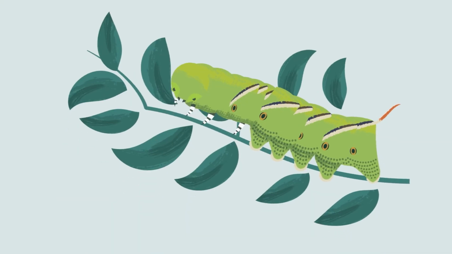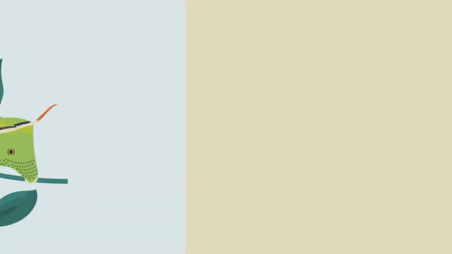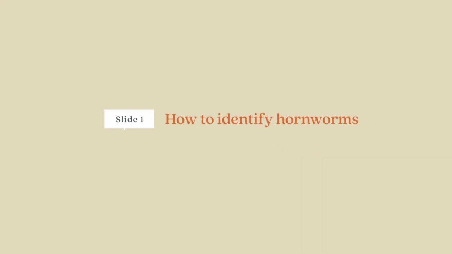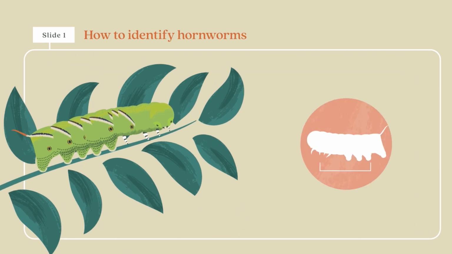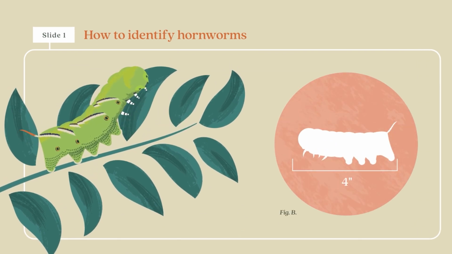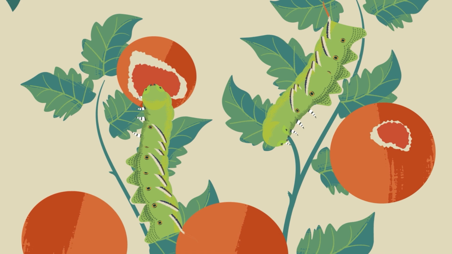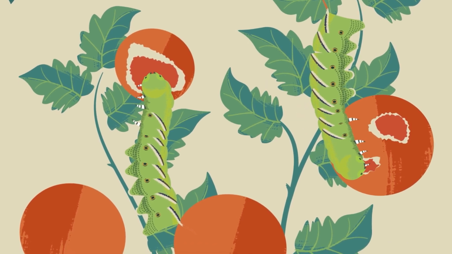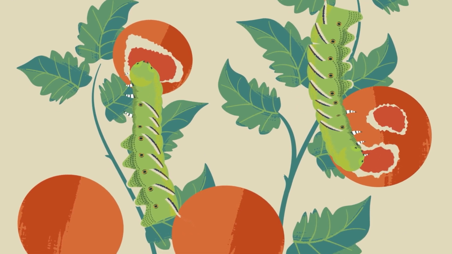Part 5, Hornworms. How to identify hornworms. Meet the hornworm, a large green caterpillar with a horn on its rear end. It blends in with the foliage and can decimate a tomato, pepper, or potato plant in short order.